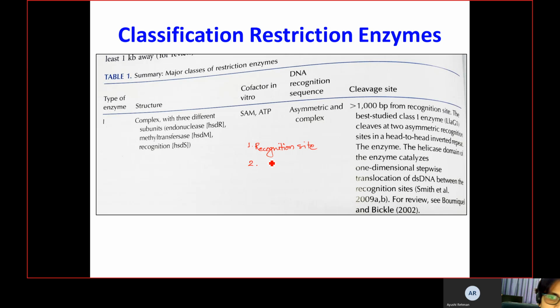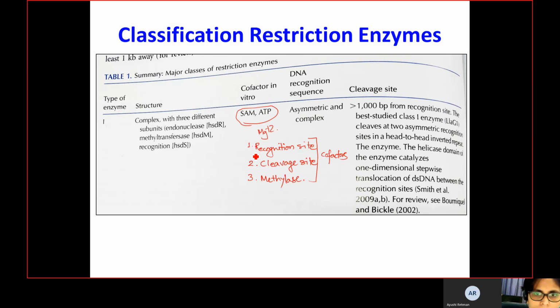Second is your cleavage site or endonuclease site. And apart from this, the third thing is the methylation site or methylase enzyme. Apart from these three important factors which we should know, there are cofactors involved: SAM, S-adenosyl methionine, or ATP, or sometimes magnesium. Most of the time magnesium is involved.